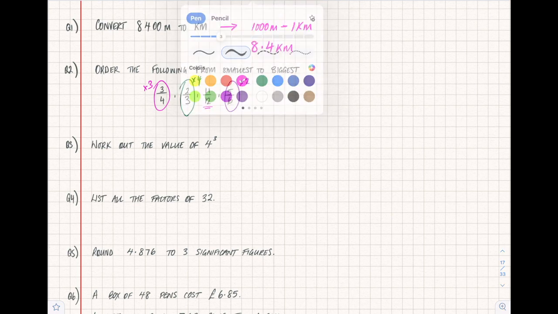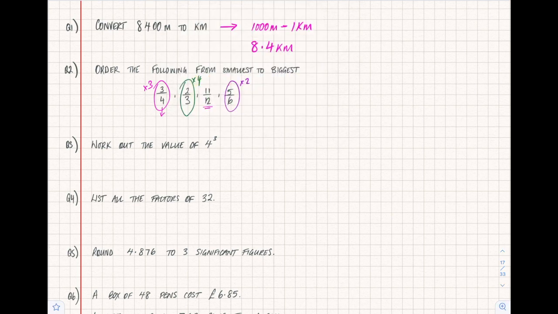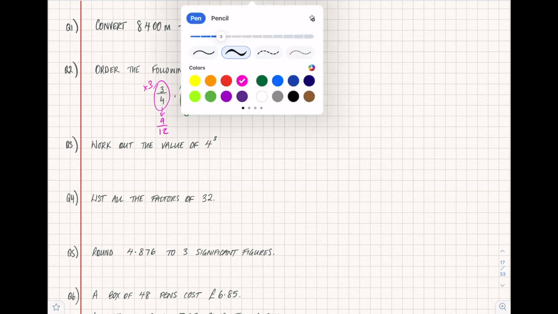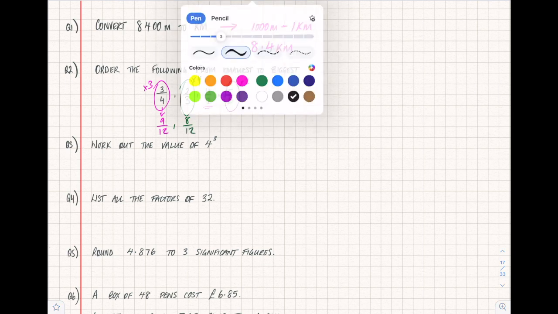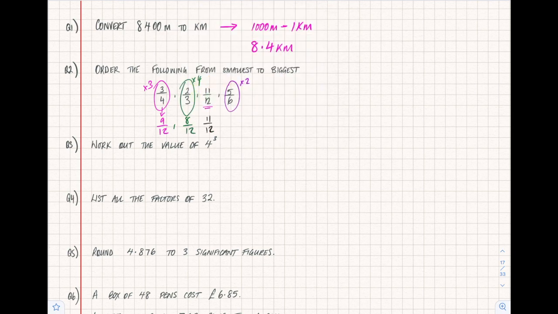So when you do that, this would be your first mark that you would get. If I times this by 3, I times the top by 3, so it becomes 9 over 12. The second one becomes 4 times 2 is 8, so it becomes 8 over 12. I'm leaving that one the same, so that's staying as 11 over 12. And then this last one here becomes 10 over 12. So that would be your first mark for making the denominators the same.